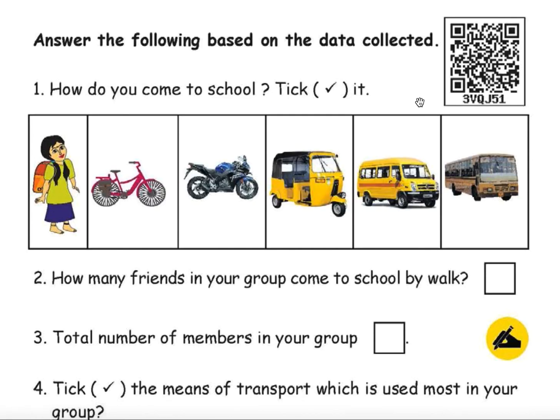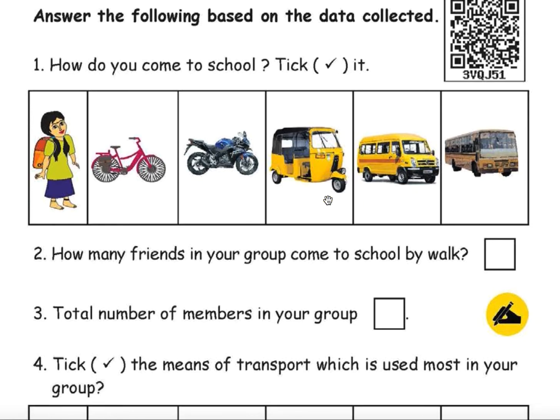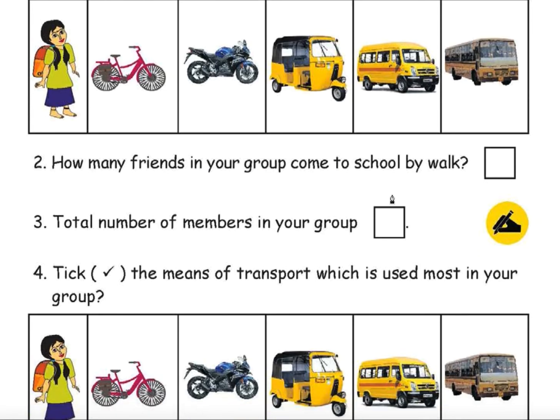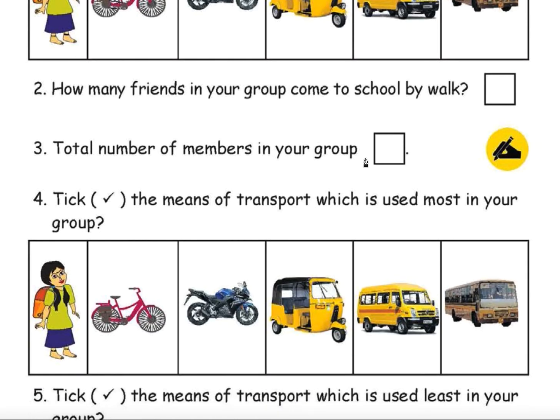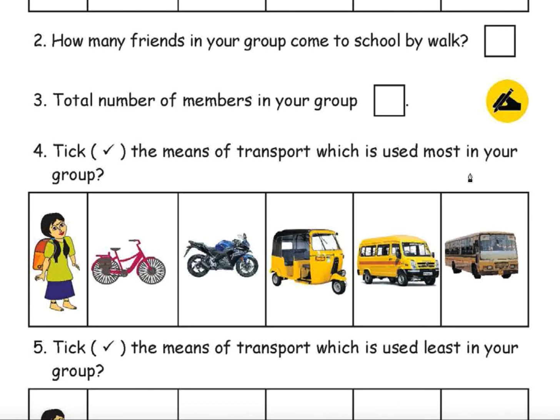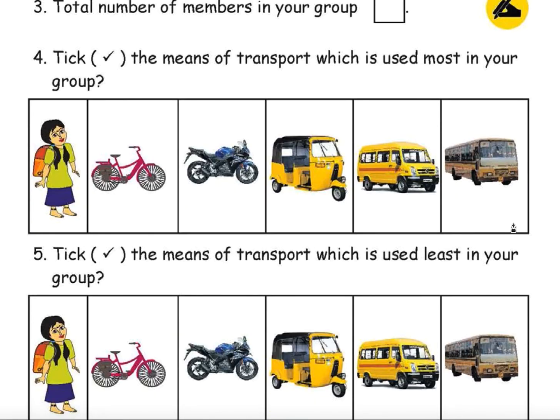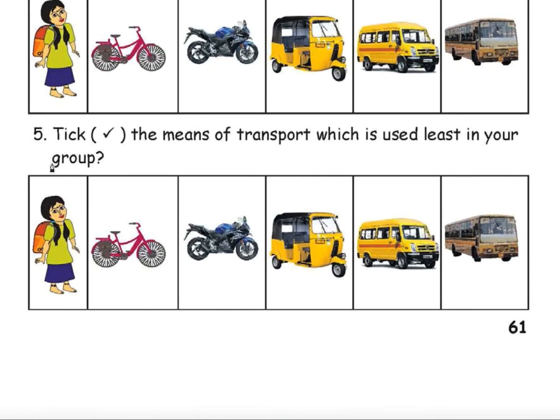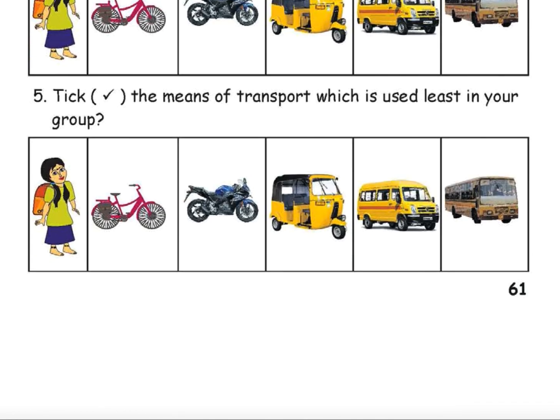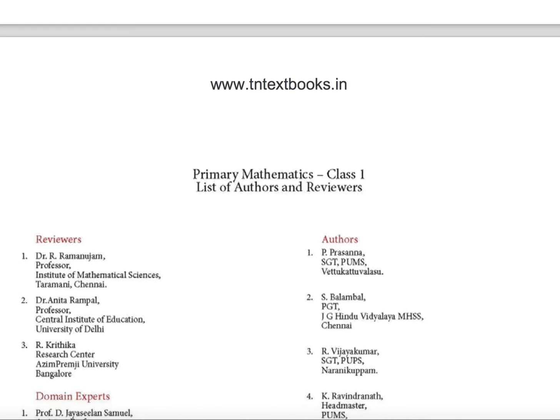Answer the following based on the data collected. How do you come to school? Tick. If you are coming by bicycle, tick this. By school bus, tick this. By auto, tick this. How many friends in your group come to school by walk? That you have to write. Total number of members in your group, that also you have to write. The transport used most in your group, that also you need to calculate. Or tick the means of transport which is used least in your group, maybe walking.